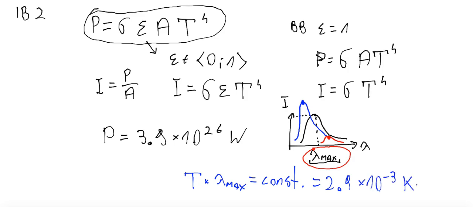meter kelvins, so kelvins times meter. It's better to write kelvin times meter than meter times kelvin, because meter times kelvin looks like a millikelvin, which is not true.